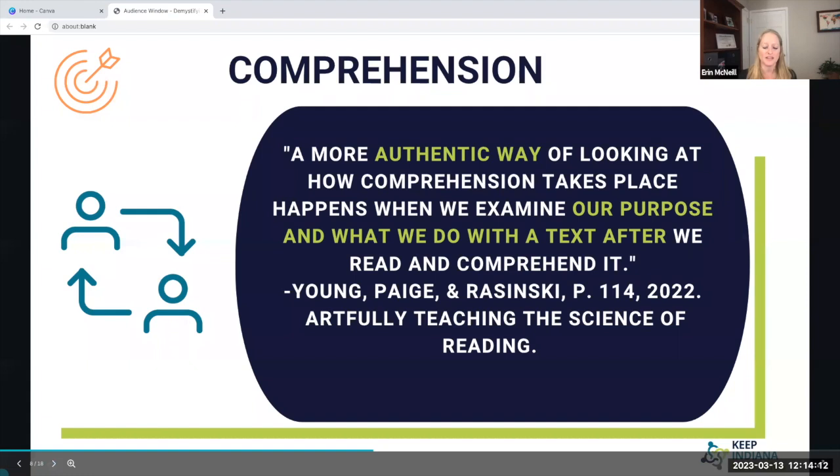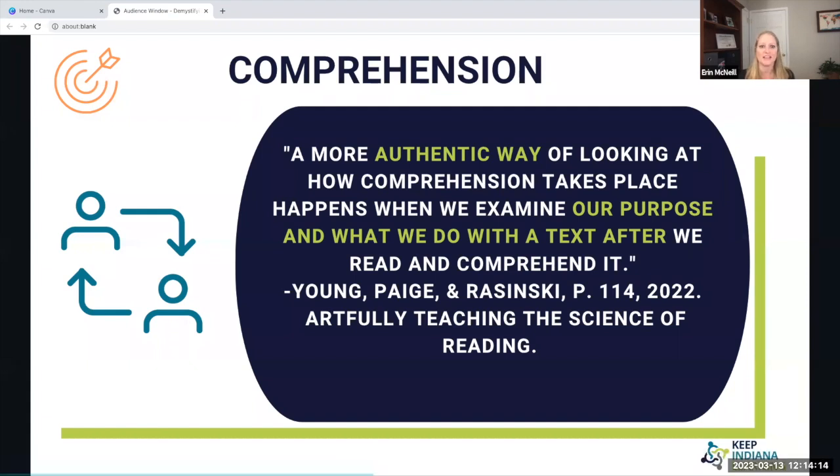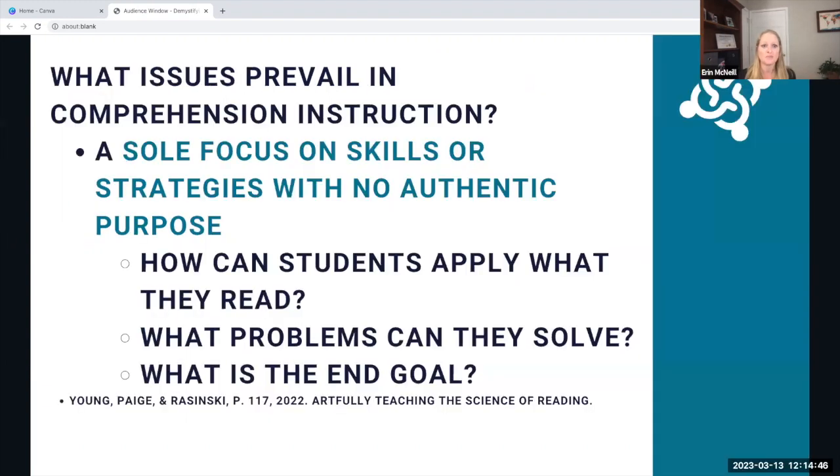Okay, so let's take some of those ideas that she had and unpack those. So we can think of comprehension, instead of just doing strategies, we can start with background knowledge, what students need to know to understand the text. And then we can end with authentic ways of looking at how comprehension takes place. So what is our purpose after we read a text? What are we going to do with the information from the text, and what are we going to ask our students to do? So what is their purpose for reading a text?